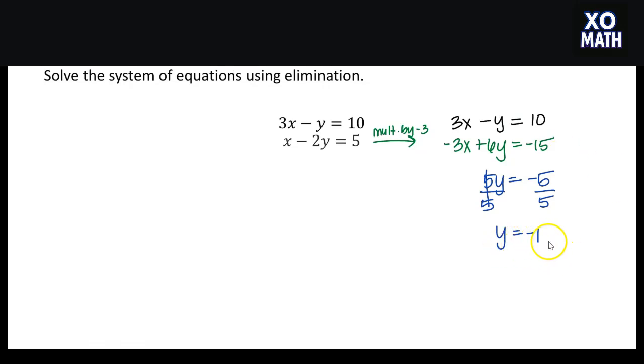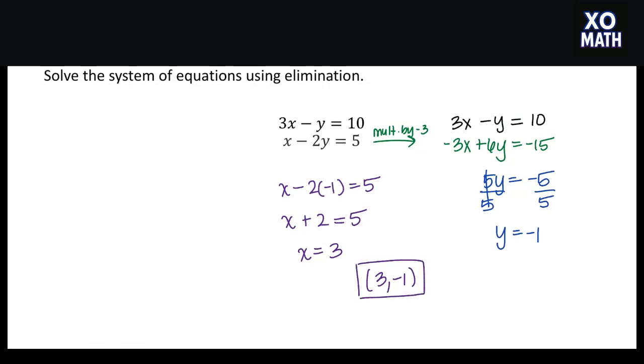Now we can substitute y equals negative 1 into either equation that involves both variables to solve for x. So I'm going to go ahead and substitute it into the bottom equation here. I'm going to substitute in negative 1 for y to end up with x minus 2 times negative 1 is equal to 5. So I have x plus 2 is equal to 5. Subtracting 2 from both sides, I get x equals 3. So I end up with a solution of 3, negative 1.